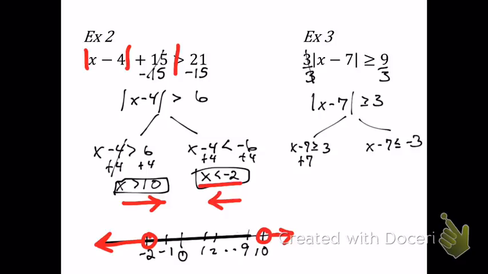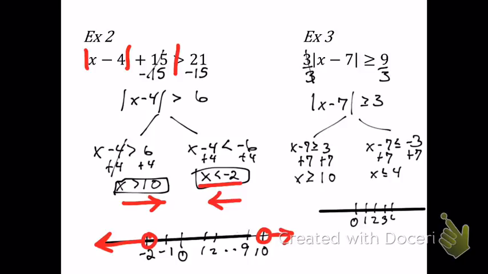So we do plus 7 on each side. That'll give us x is greater than or equal to 10, or x is less than or equal to 4. And we just put this one on a number line, same as the last problem. So I've got 0, 1, 2, 3, 4. At 4, I've got my filled in circle.